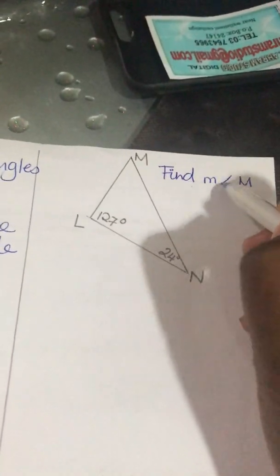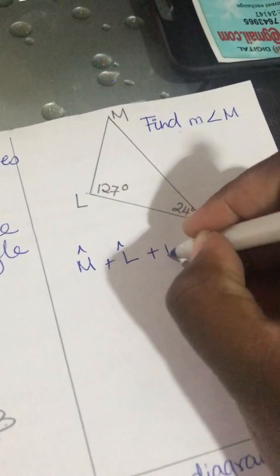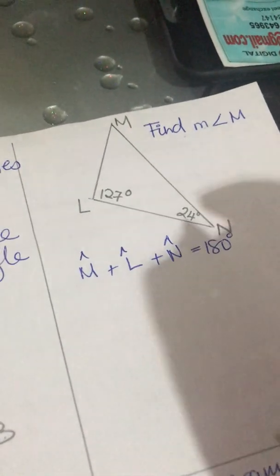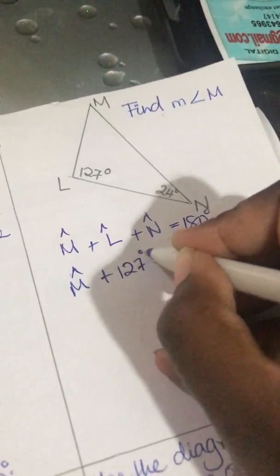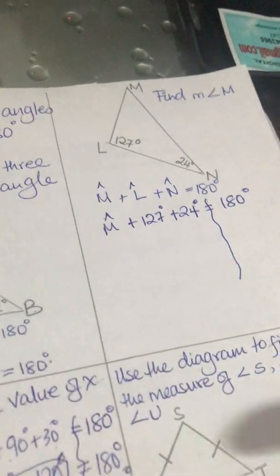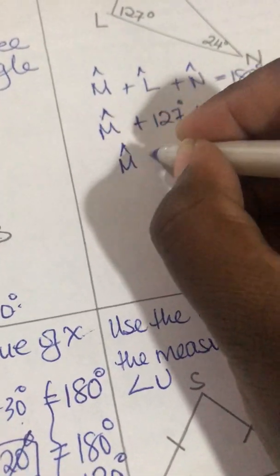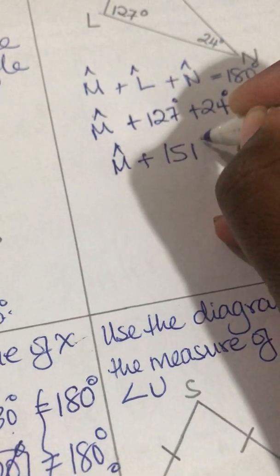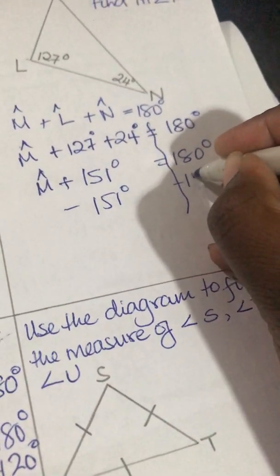Find the measure of angle M. So you write your equation. Angle M plus angle L plus angle N equal 180 degrees. So I don't know, I will leave this. Angle M plus 127 plus 24 equal 180 degrees. 127 plus 24 is 151. Angle M plus 151 degrees equals 180 degrees. Subtract 151.